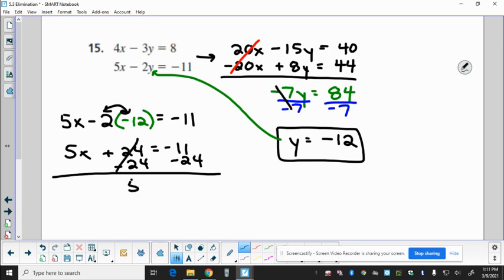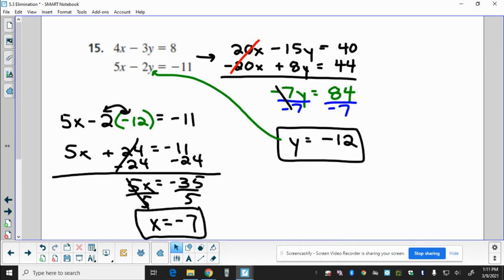Drop down the 5x. Divide by 5. Negative 7 is the other part of that solution. And that's the whole homework assignment.